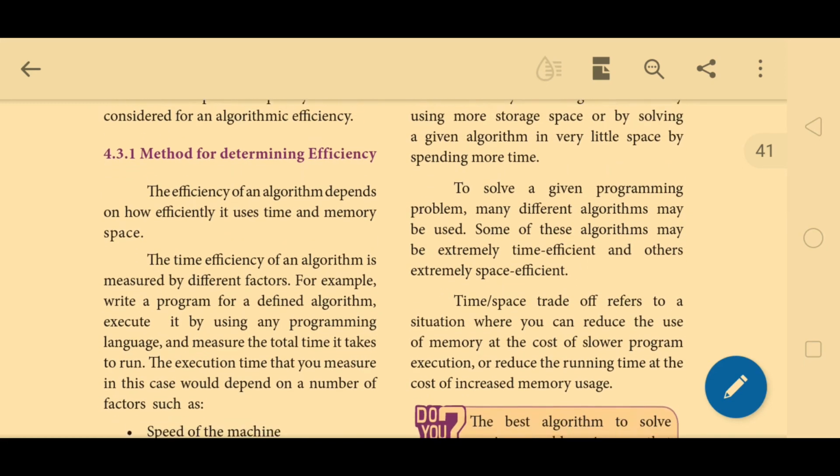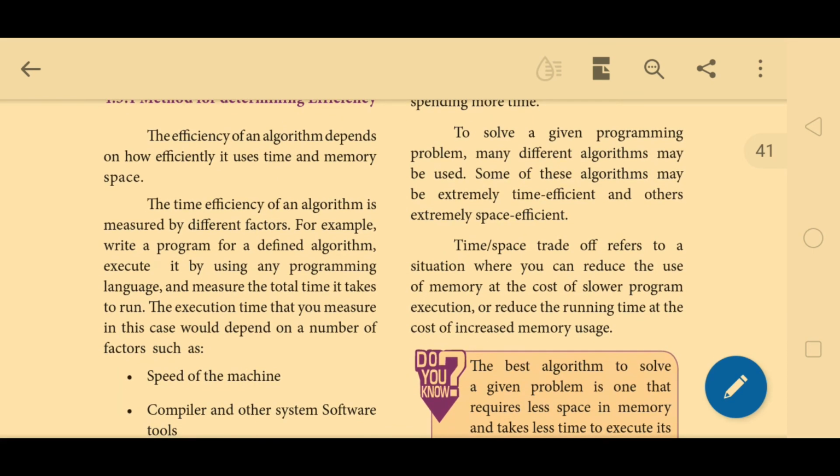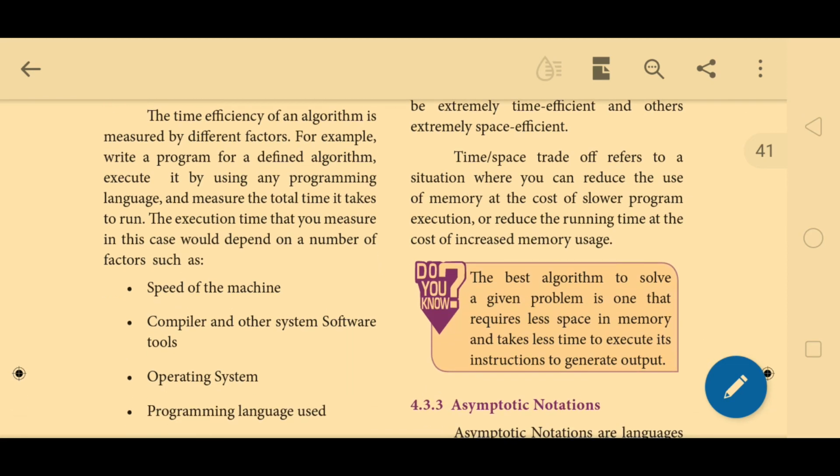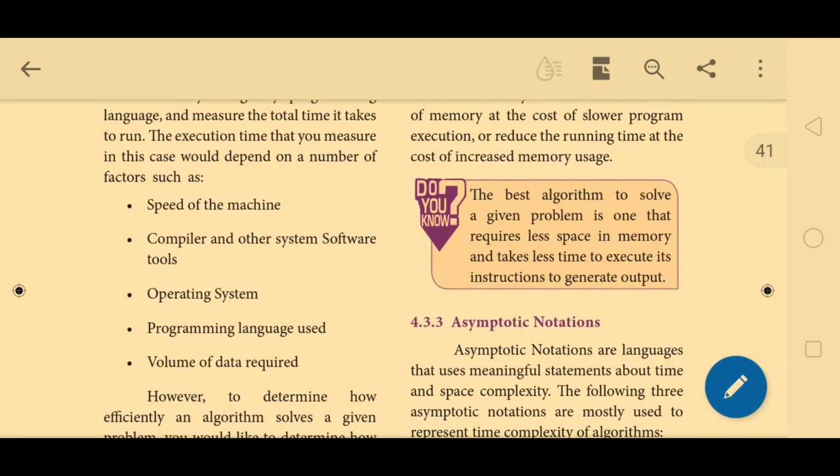To solve a given problem, we may use many algorithms. Some of the algorithms may be extremely efficient. Some algorithms are extremely time efficient and some algorithms are extremely space efficient. Time-space trade-off refers to a situation where we can reduce the use of memory at the cost of slower program execution, or reduce the runtime at the cost of increased memory usage.